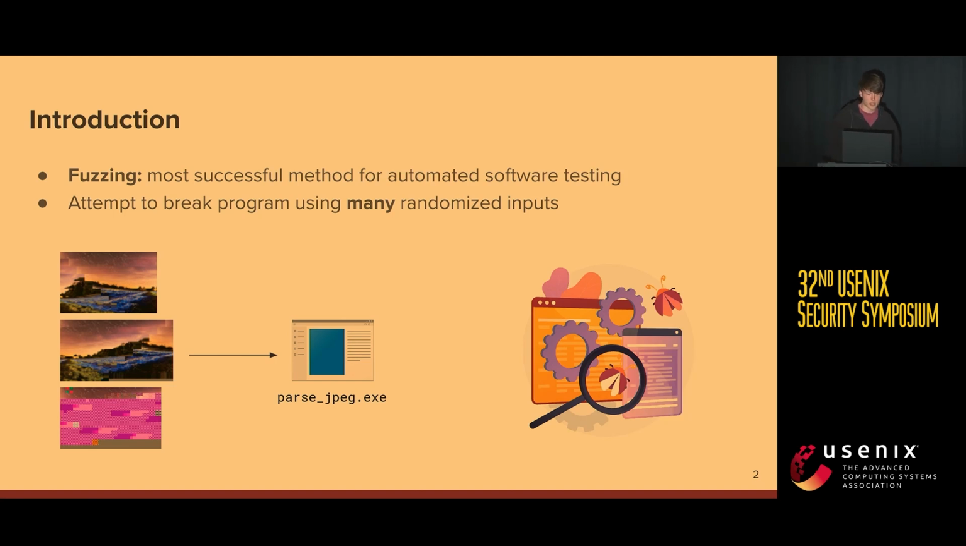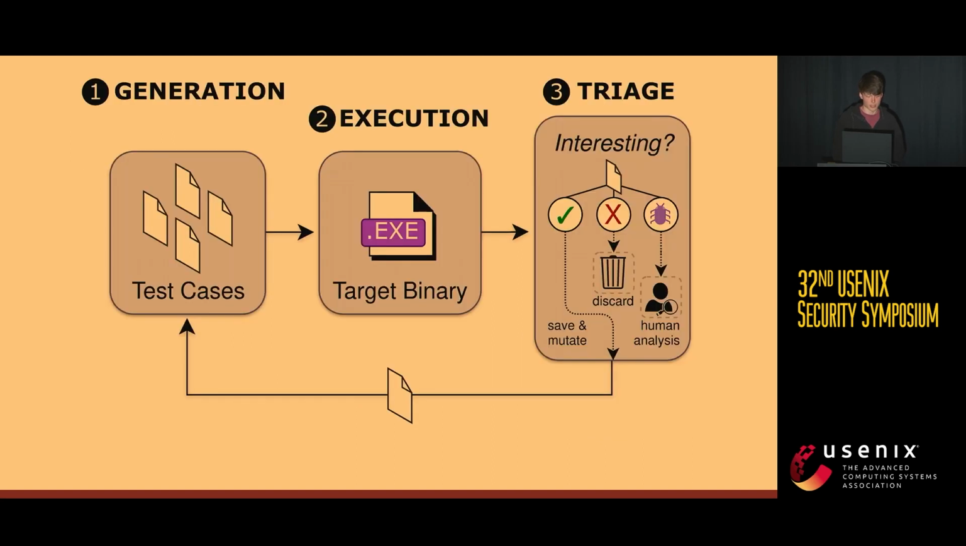Fuzzing is a method for automated software testing. In a nutshell, the idea is we're going to try to break the program we're testing by throwing a bunch of randomized inputs at it. Here's a real world example. Here are some JPEGs that were generated by a fuzzer. For testing this JPEG parser, we're going to throw those at it and try to find one that actually crashes the program. Let's see what that looks like as an algorithm.